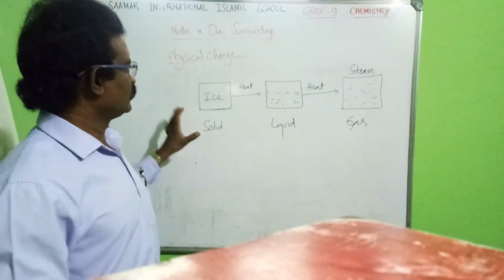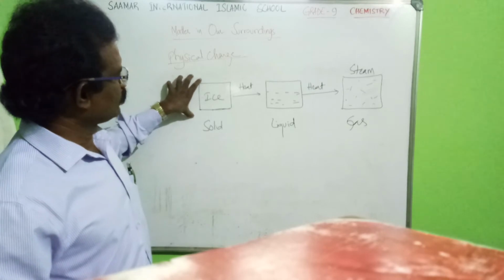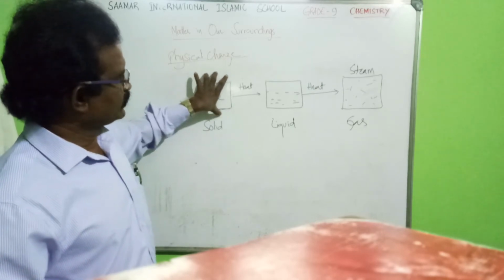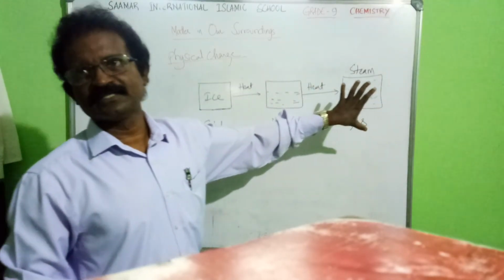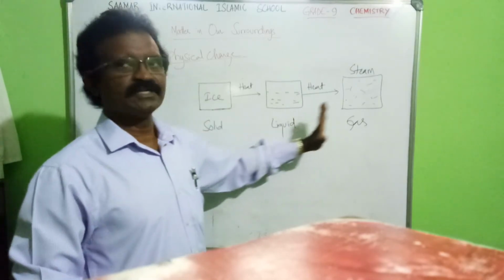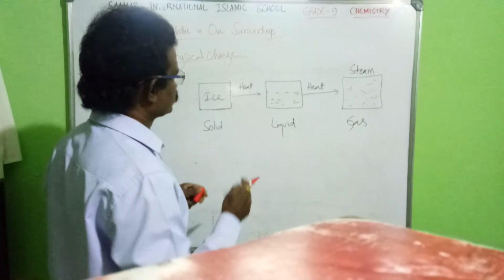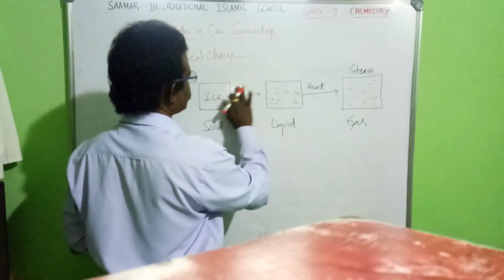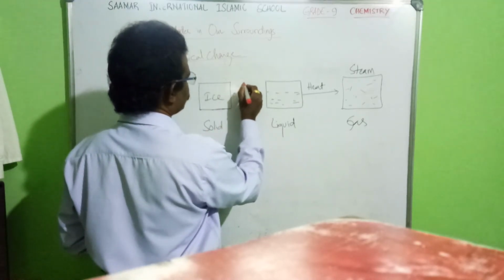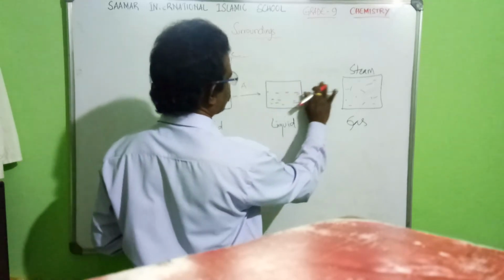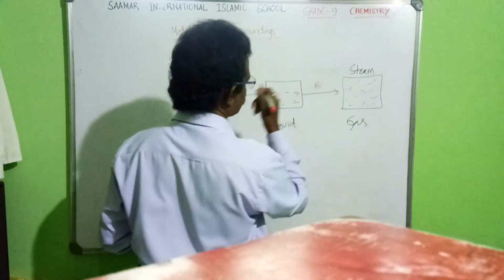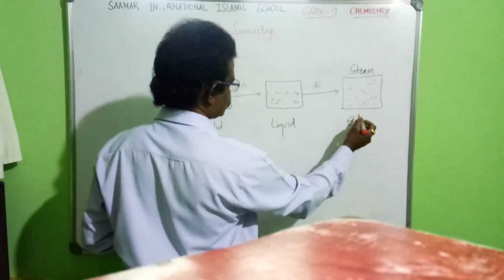Is it clear? So I have taken one example, ice, and shown all three states of matter. Is it clear now? Solids, liquids and gases. Okay, now in the exams, what I do: what is this called, heating, correct? I'll make this A, and I'll make this B, correct? And I'll make this C.